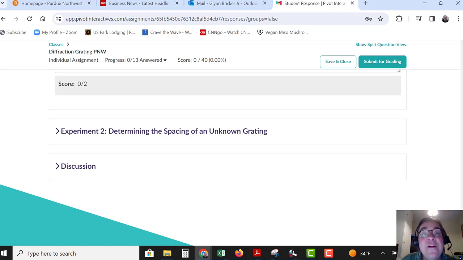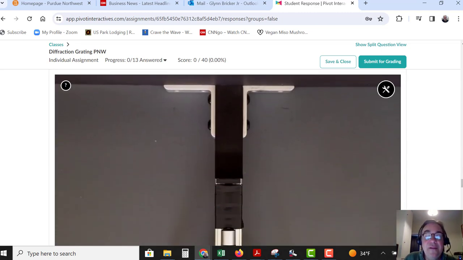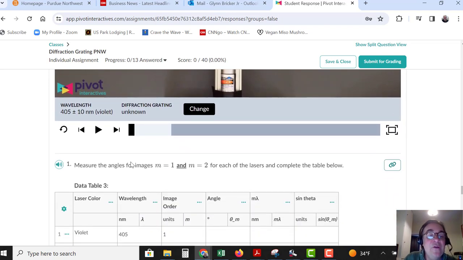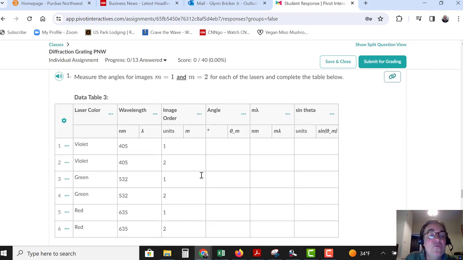Okay, and then the second part is determining the spacing of an unknown grating. So how are we going to do that? Same video that you had before. We're going to measure the angle for images when m equal to 1 and m equal to 2 for each of the lasers and complete this table below. So the table is already set up for you. So violet wavelength 405. What's the angle for the first order? What's the angle for the second order? And then what's m times the wavelength?